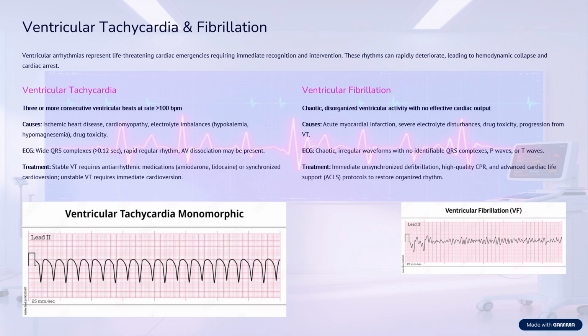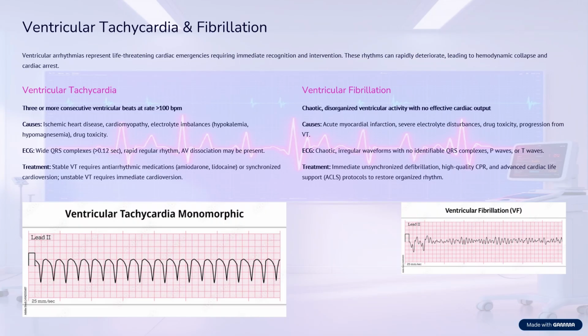The ventricles are essentially quivering instead of contracting, resulting in zero cardiac output. Causes of both VTach and VFib include myocardial ischemia or infarction, cardiomyopathy, severe electrolyte imbalances like hypokalemia or hypomagnesemia, and drug toxicity. Management depends on stability.